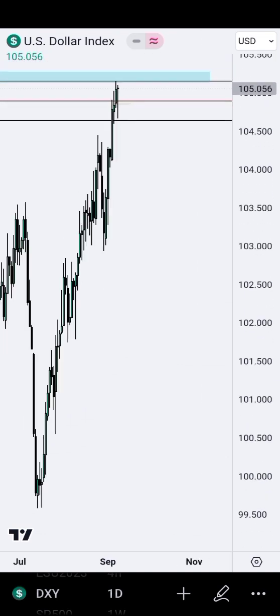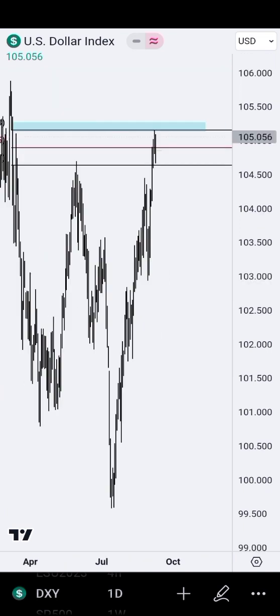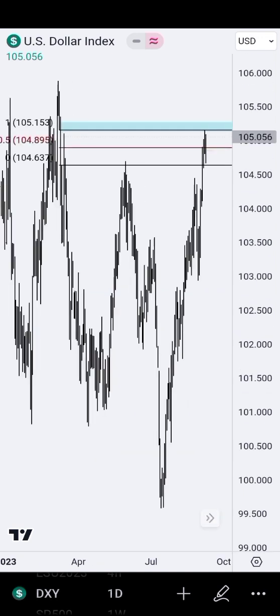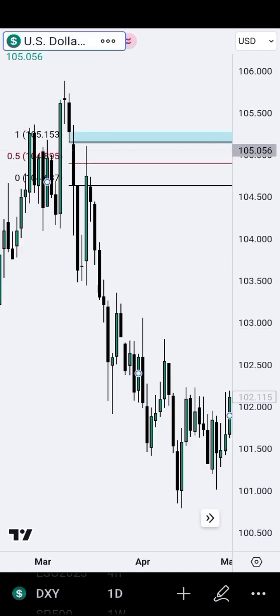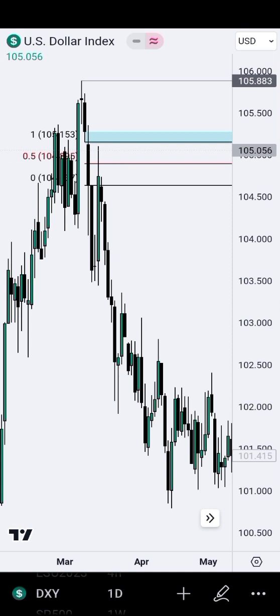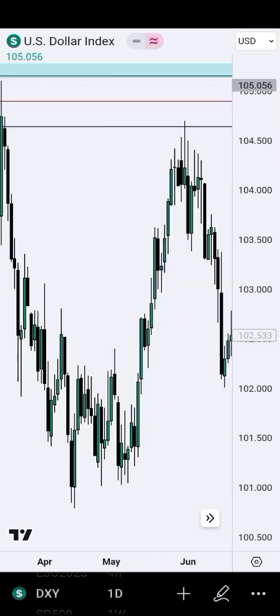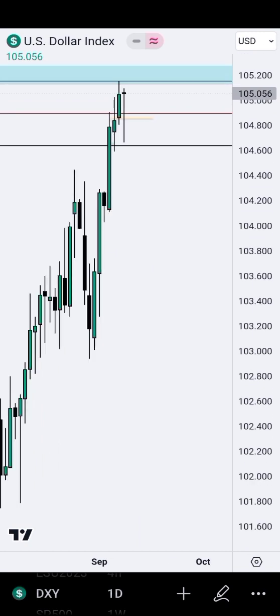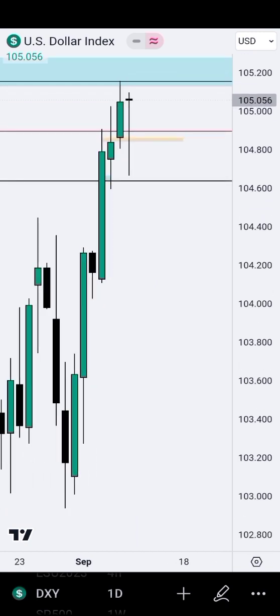And if it becomes very excited, then we start looking for this buy side liquidity. So basically, these are the things I'm looking for. There's no complication. We are expecting higher prices in dollar, lower prices in foreign currencies.